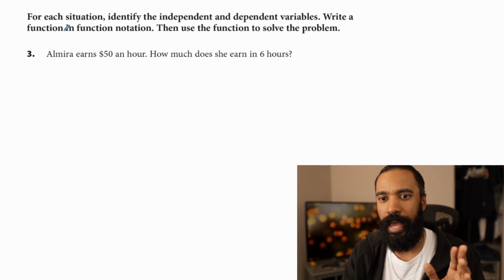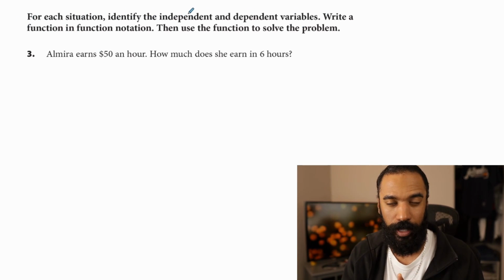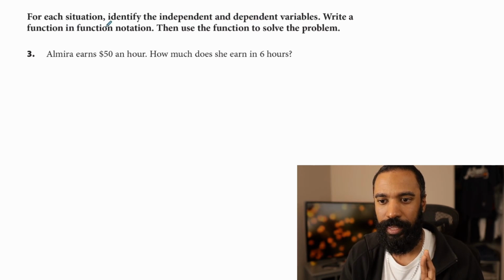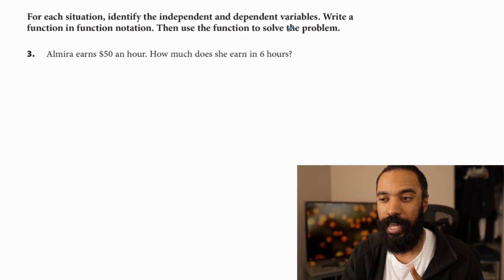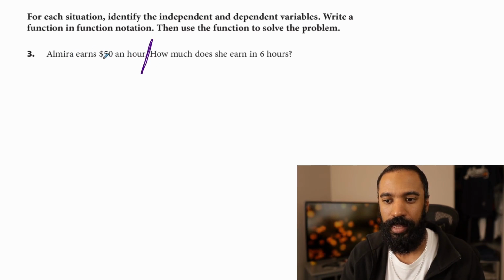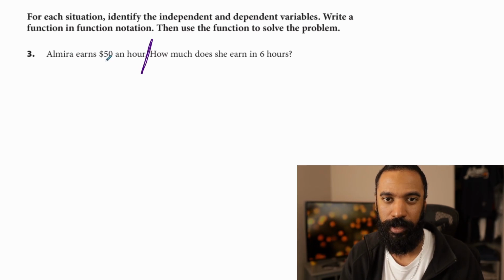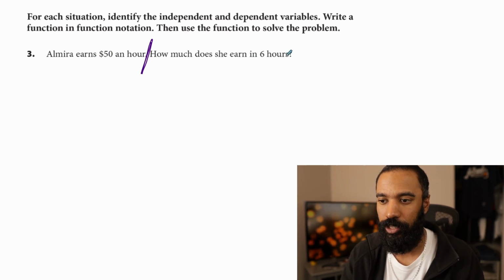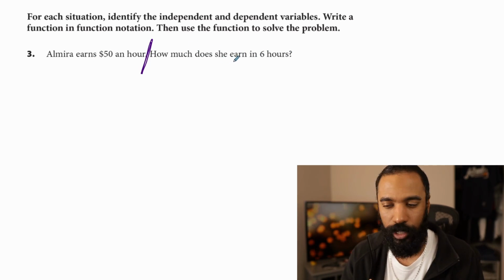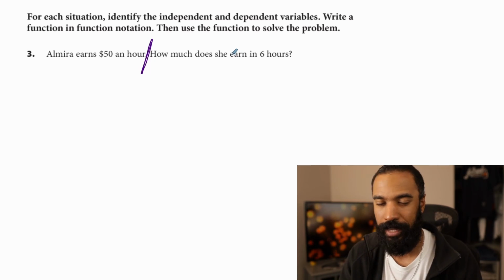Let's go to number 3. The next 10 problems or so are going to be the same thing. For each situation, we will identify the independent and dependent variables, then write a function in function notation, and then use the function to solve the problem. There's a split between one sentence and the other. This is where we identify the independent and dependent variables. This is where we also write the function in function notation. This is where we use the function to solve the problem. Every single one of these problems, I understand that you can solve this on your own, but in doing so, that means you can also write it in function notation, and it's being asked that you do that.